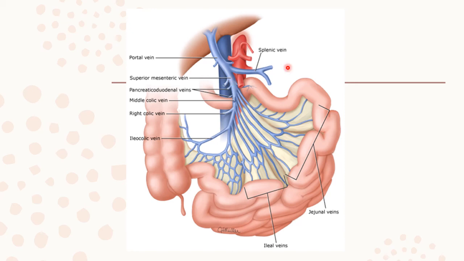Over here you can see this is the splenic vein, which is lying directly behind the body of the pancreas. We have the superior mesenteric vein over here, and these are the tributaries. These are the various tributaries coming from the jejunum: the jejunal veins, the ileal veins. We have the ileocolic vein, the middle colic vein, the right colic vein, and the pancreatico-duodenal veins. All of these tributaries ultimately drain into the superior mesenteric vein. This will join the splenic vein to form the portal vein.